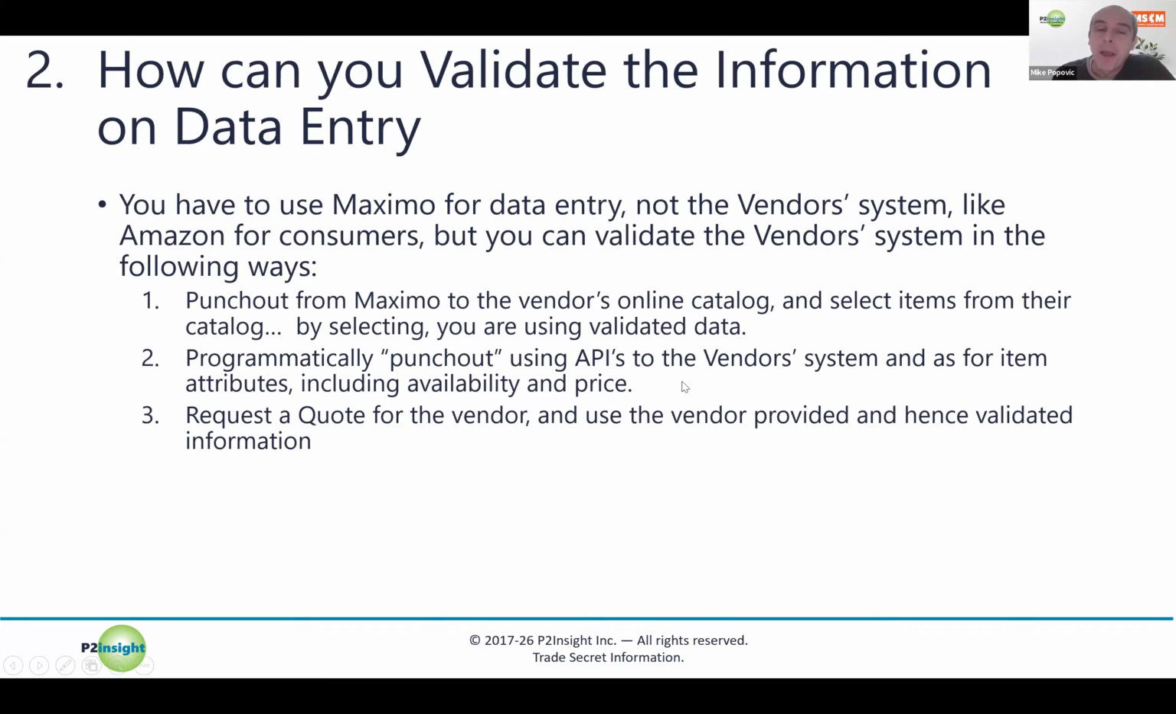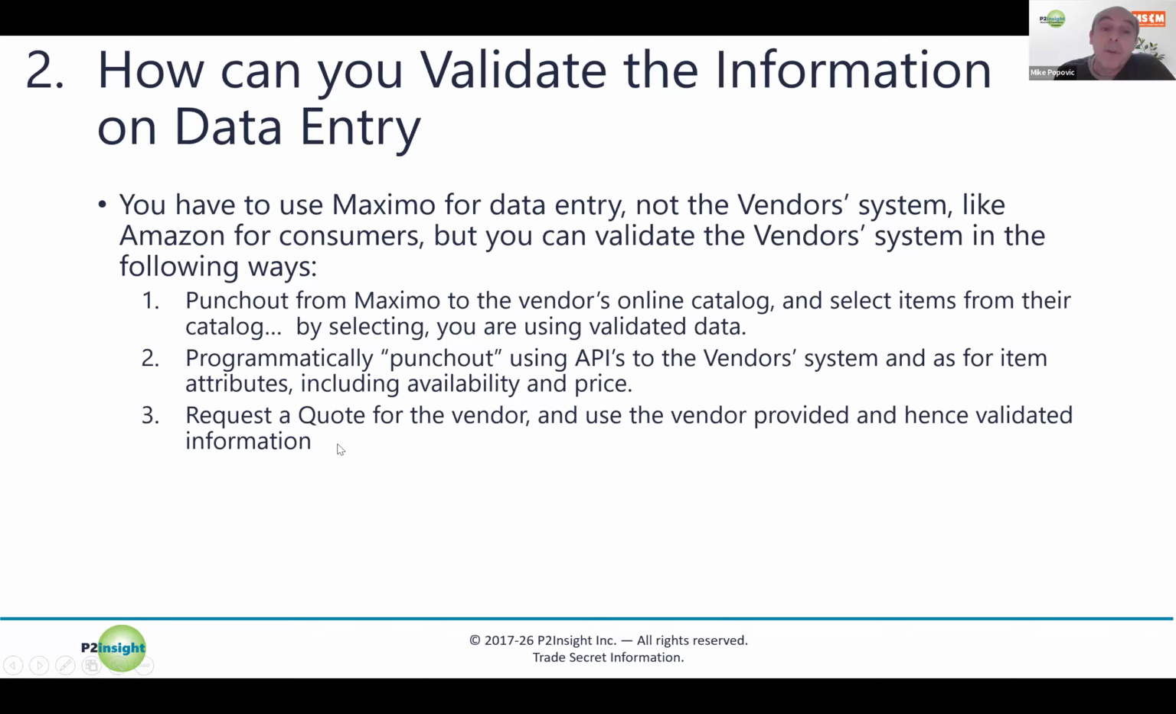So when you enter something in Maximo, you can use an API that vendors provide to check against item availability, price, quantity available, and so forth. That is available, and I'll show you how we incorporate that into Maximo.